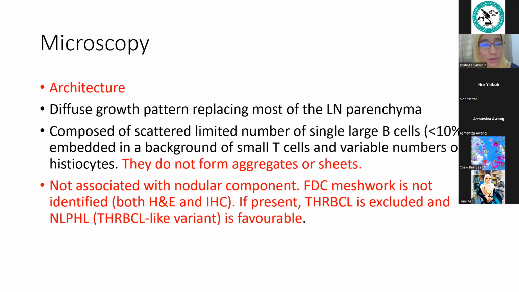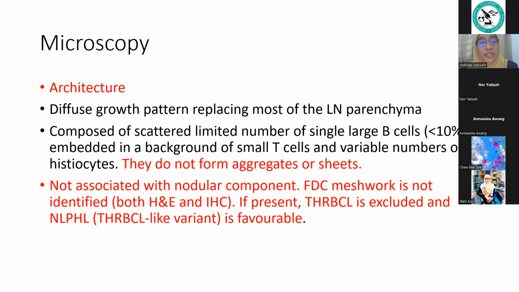Okay, let's look under the microscope. How does T histiocyte rich large B cell lymphoma look? When we assess the architecture, it has a diffuse growth pattern, replacing most of the lymph node parenchyma, and it is composed of a scattered, limited number of single large B cells. Usually it's less than 10% of the tumor mass, embedded in a background of small T cells and variable numbers of histiocytes. They do not form aggregates or sheets.